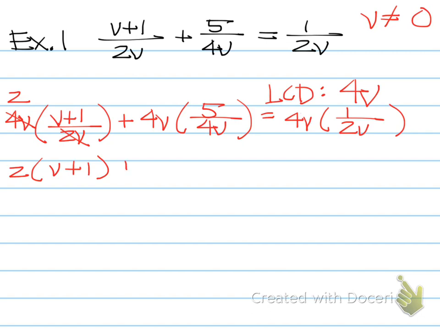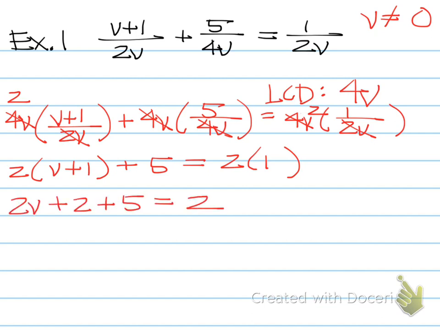And then the 4v's in the second term cancel, leaving us with just 5. And then the last term on the right side of the equation, 2v divides into 4v 2 times, just like the first term. So we're left with 2 times the numerator, which is 1. Now we simplify by distributing the 2 into both terms of the parentheses. That's going to give us 2v plus 2, and then plus 5 equals 2 times 1 is 2.